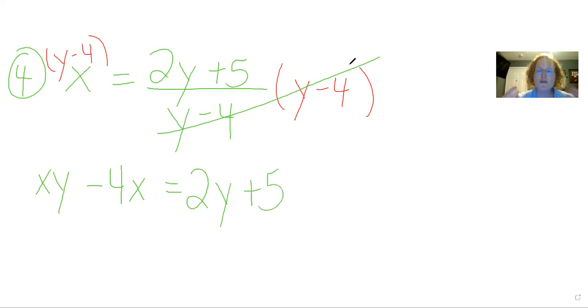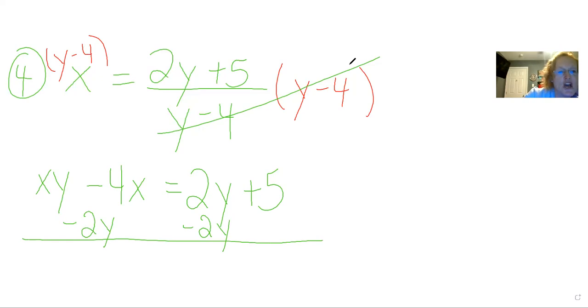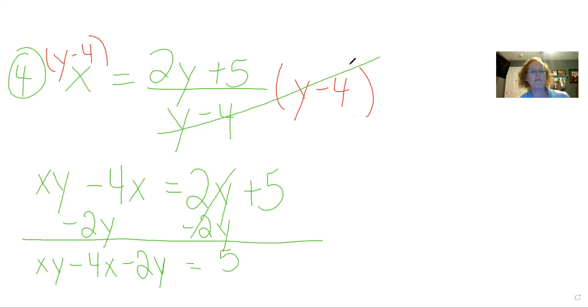So now you have to remember, that's your first goal. Goal number 1, accomplished, no more fraction. We like that. Goal number 2, everything that has a y on one side, everything that doesn't have a y on the other side. So I'm going to start out by moving this 2y right here. Since it's positive, we're going to subtract it. Notice you cannot combine it with any of these other things over here. So unfortunately, you're just left with xy minus 4x minus 2y, and then over here it just equals 5.